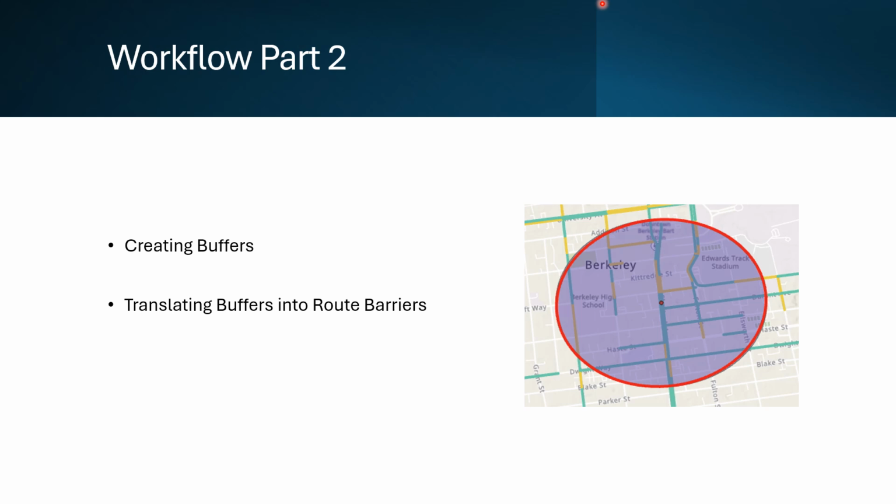I then went and translated these buffers into barriers so that the route would be able to recognize them. In my use of this tool, I made the buffers completely block out the routes because of the small amount of crimes that I had. But if I were to have used that Chicago dataset, which would have had a lot more than 20, then it would probably have been a lot more wise to make the barriers into scaled cost instead of just completely stopping the route. So it would add a cost to them.